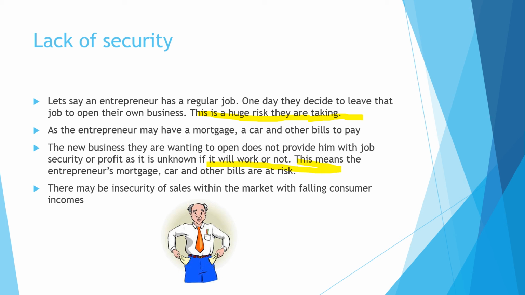This means that the entrepreneur's mortgage, car, and other bills are at risk, because he's putting everything into that business. He's left a full-time job to make a business, but that business does not give him security that he will make money. There's a huge risk involved. So he could be losing his mortgage, his car, and he'll not be able to pay his bills, if the business is not making money. But on the other hand, because he's taking the risk, he will have great rewards, which we'll talk about in the next few slides.